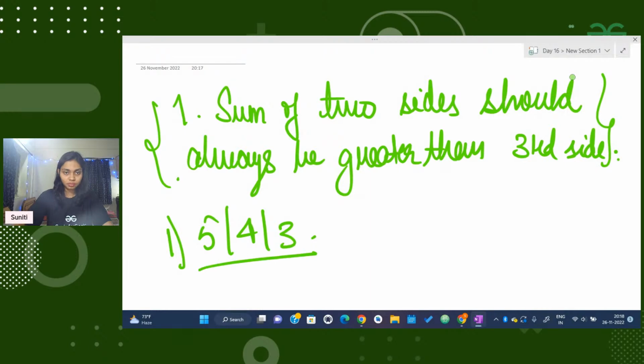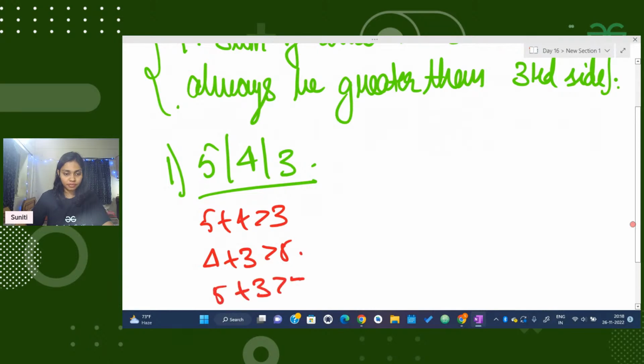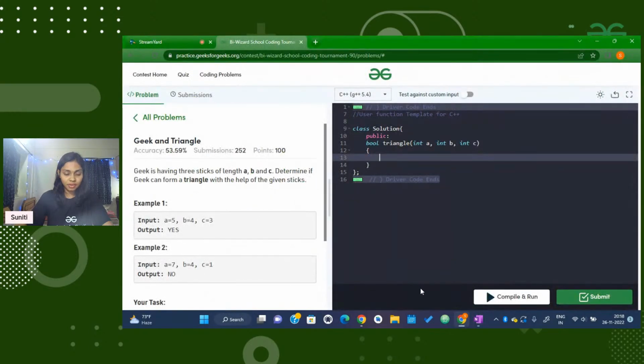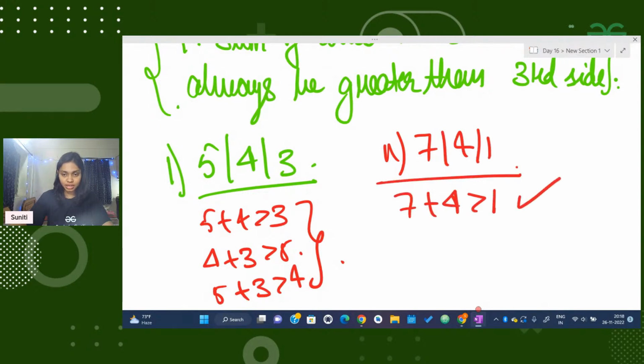Now, as you can see in this test case, the sum of two sides, any two sides you will add: 5 plus 4 is greater than 3, 4 plus 3 is greater than 5, and 5 plus 3 is greater than 4. So this condition is satisfied. The next test case that is given to us is 7, 4, 1. If we try for this, 7 plus 4 is greater than 1, that is correct. But 4 plus 1 greater than 7?